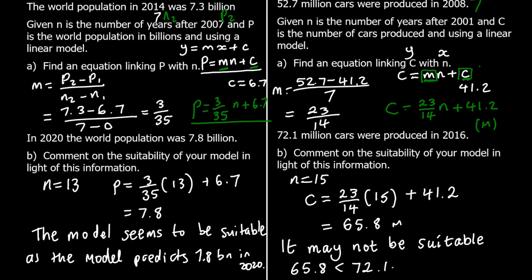If we were asked to interpret what the gradient means, it would be that every year the car production goes up by that many millions. So every year the car production goes up by this amount. For every change in N, that's the change in C.